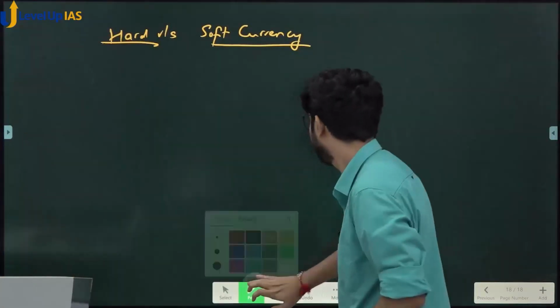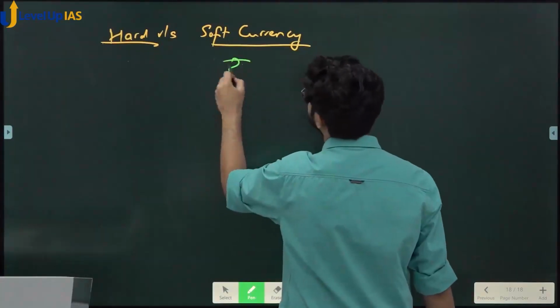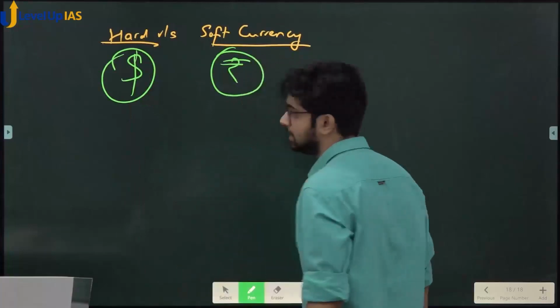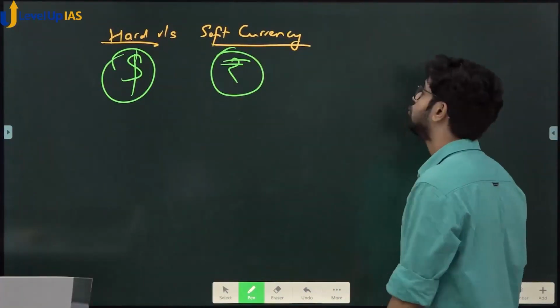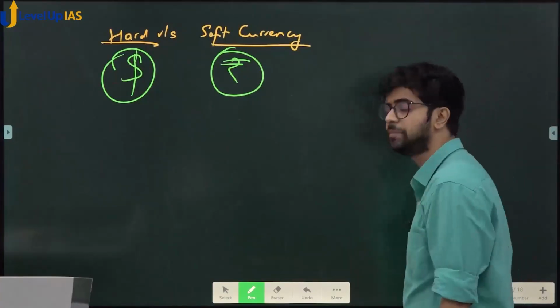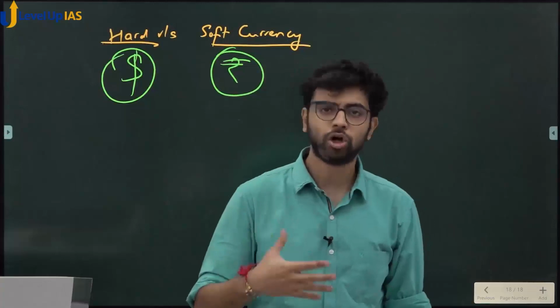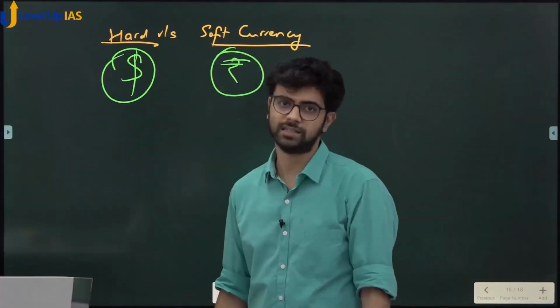Now you tell me, where is rupee lying? Is it a hard currency or is it a soft currency? Rupee is a soft currency. Which is a hard currency? Dollar is a hard currency. Okay? Dollar is a hard currency. So when we say dollar is a hard currency, it means that it is not affected, not at all, but not much affected by all these extraneous factors.